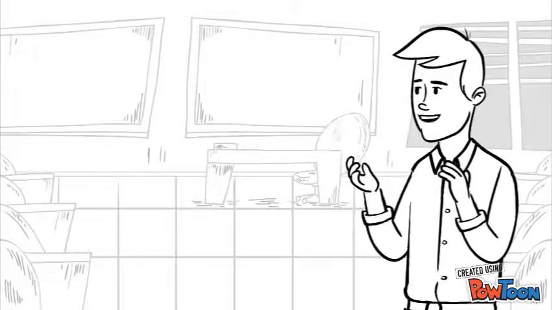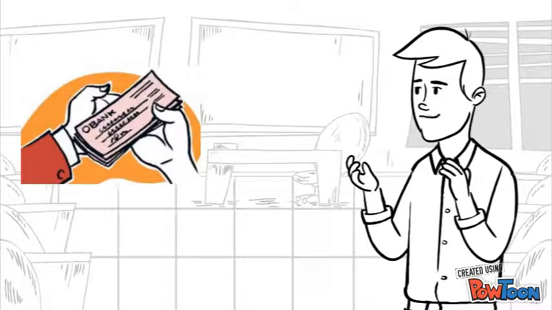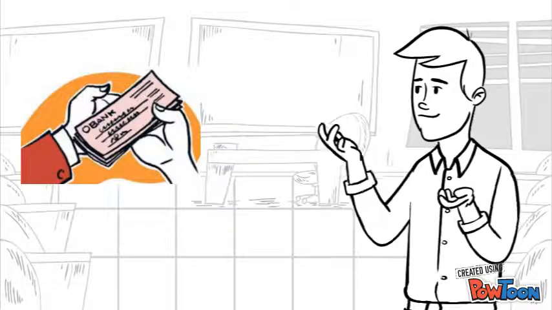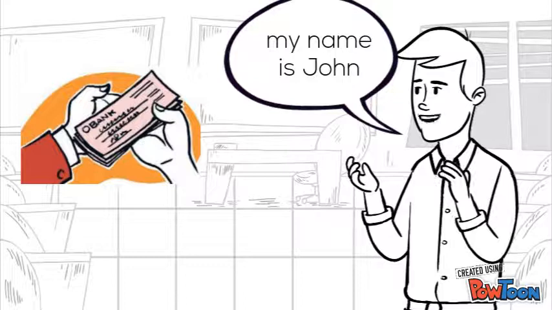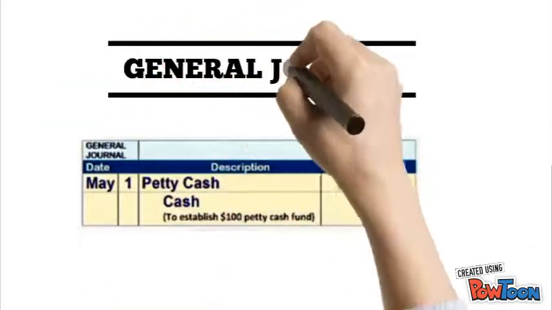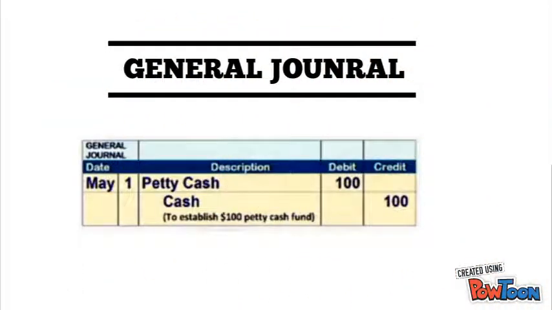Supposedly, an accounting firm wrote a $100 check to establish a petty cash fund and gave it to the designated custodian, who in this case is John. A journal entry is then made to record establishing the fund. Notice Petty Cash Fund is debited and cash is credited.